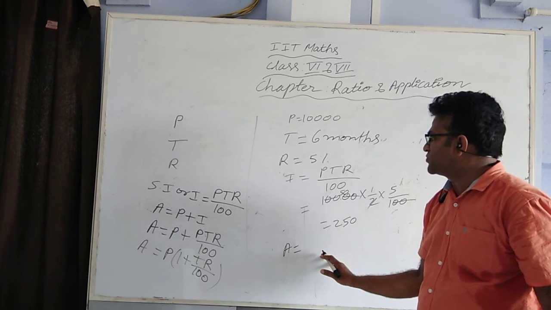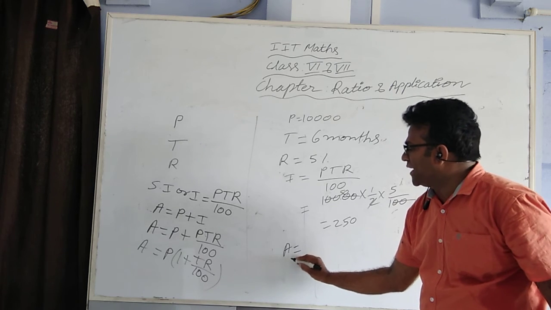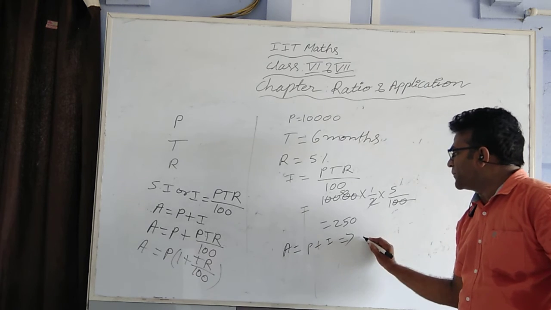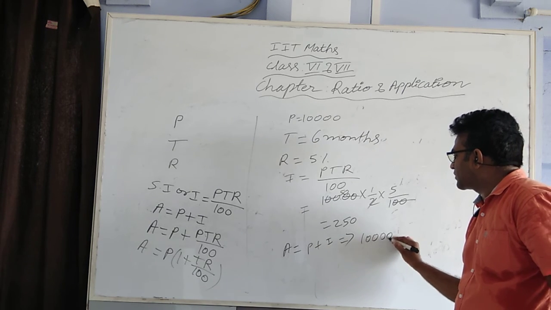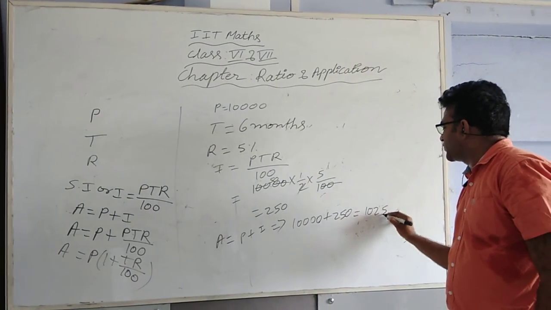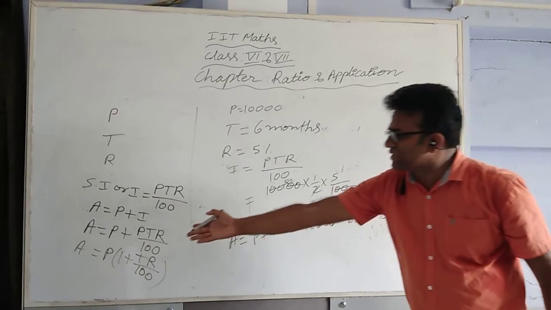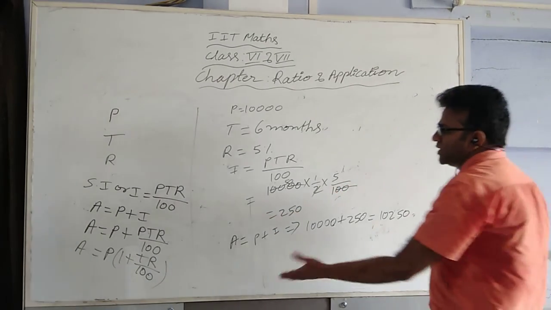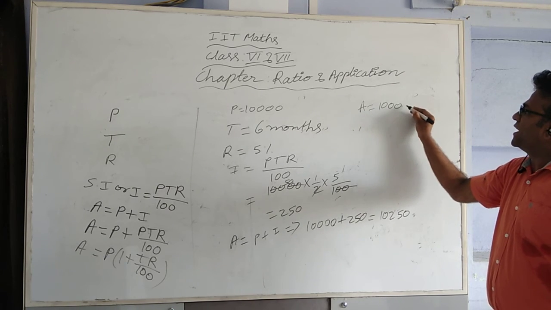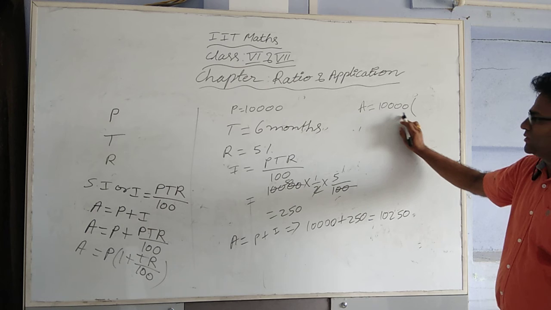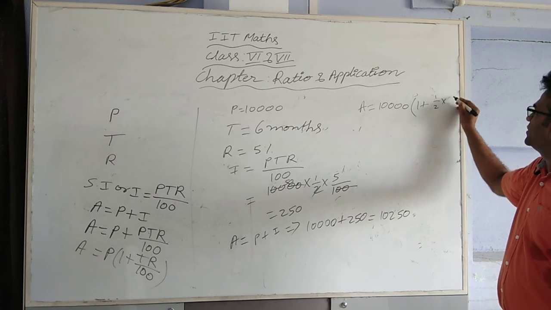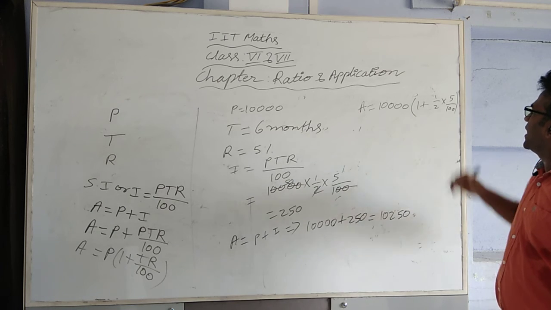So here how much are we going to get? Already we know A is equal to P plus I. That implies P is 10,000 and interest is 250, which is equal to 10,250 rupees. We can find the amount on simple interest by using this formula also. Observe here, A equal to 10,000, P into 1 plus 6 months means 1 by 2 into 5 by 100.